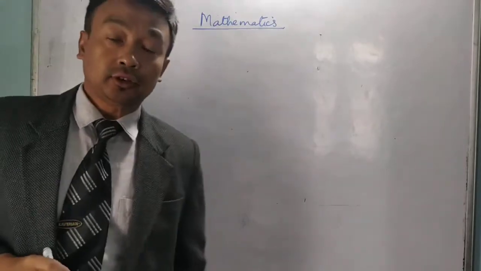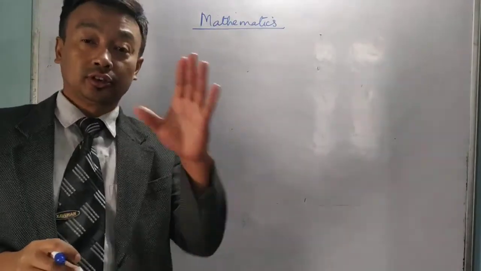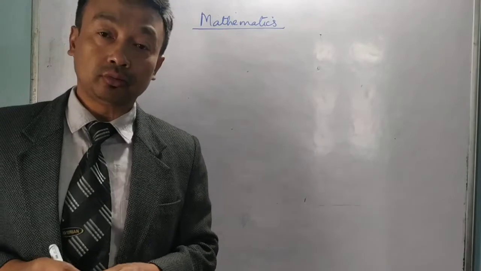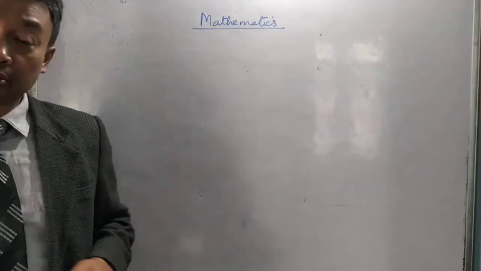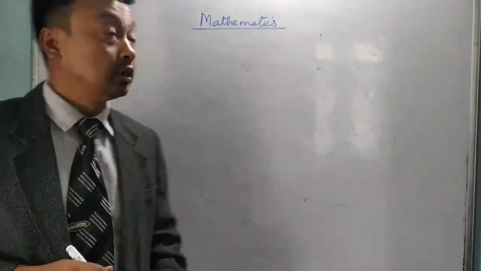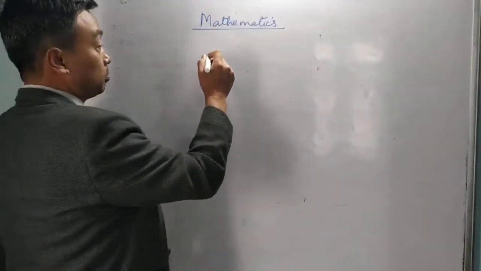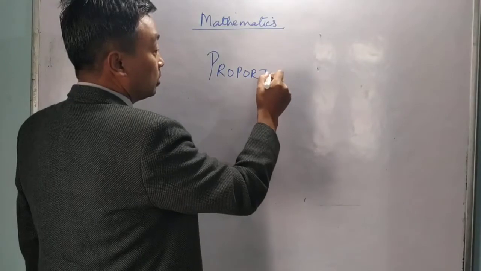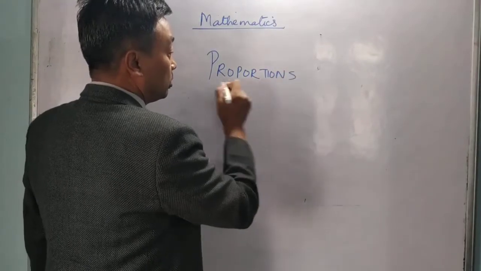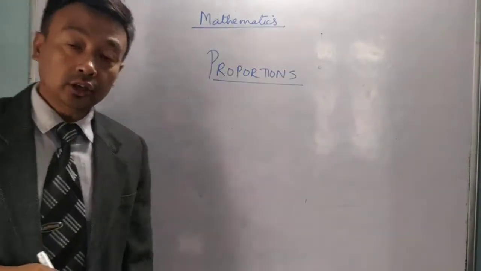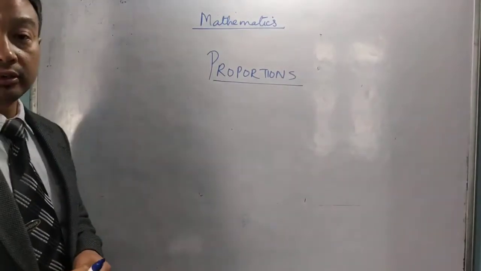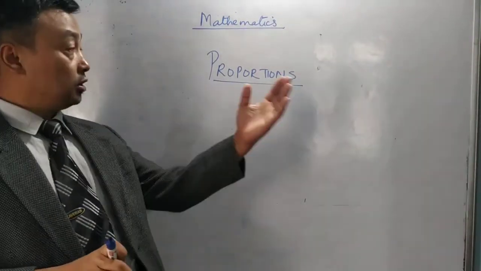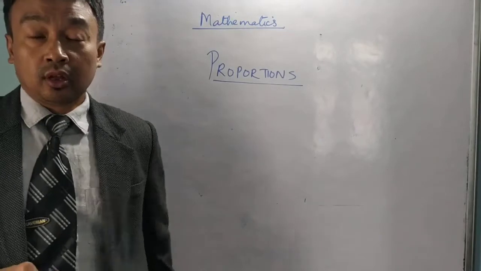In the class, last time we were discussing the 7th chapter, that is ratio and proportion. Ratio we had almost done and completed. Now today we are going to start proportion. This proportion is also quite simple. It is related to the ratios.